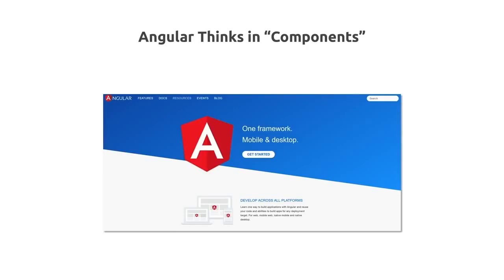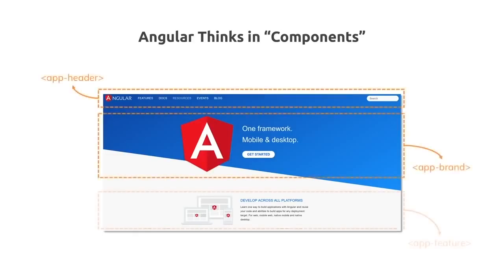Now, here's a screenshot from the official Angular.io page, and we can easily deconstruct this into different components to understand this way of thinking in components. We could think of having a header, a brand, and some feature component. So 3 sections of the page which are kind of independent from each other and which we can define in their own components so that we can easily manage the code for that given part of the page.